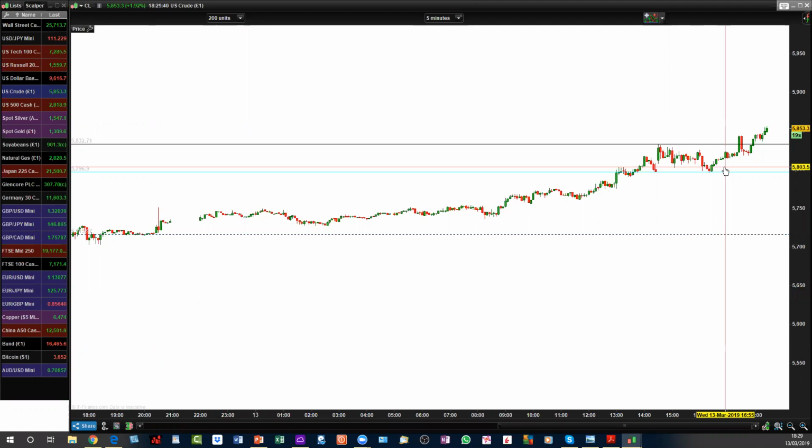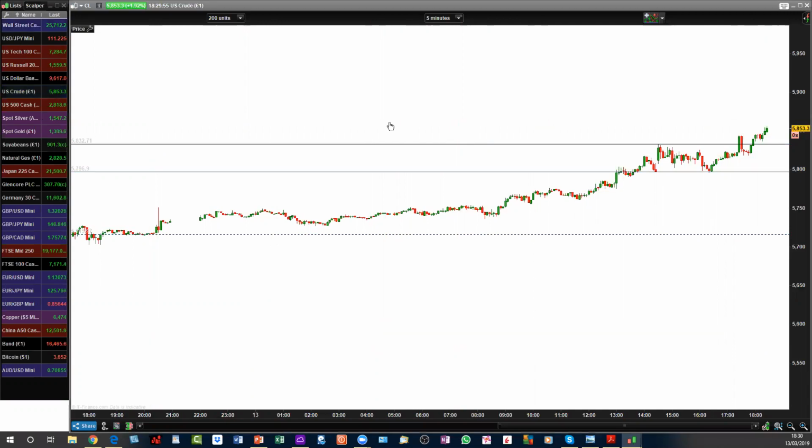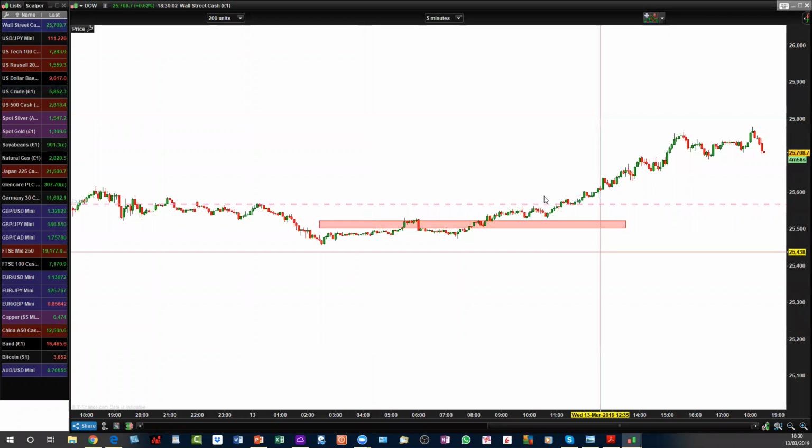So this is the oil. Looks pretty messy, doesn't it? But it's still climbing. Even the pullback into that range is working nicely. Any questions? Any questions at all? So the Dow is messing around a bit here. Well, I say messing around, it's pulling back.